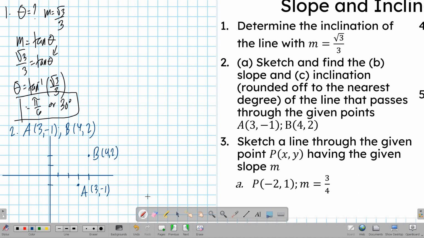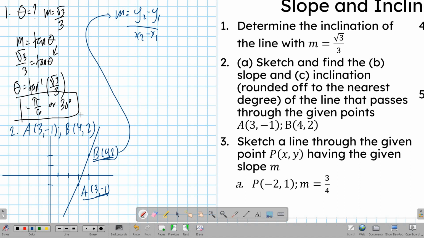So if we are to sketch a line, here we go. Okay, that's fine, it looks straight. So this is the line, and we are asked now to find the slope and the inclination. For the slope, since we're given 2 points, we can easily use our formula y sub 2 minus y sub 1 over x sub 2 minus x sub 1. Unlike in division of a line segment, here it doesn't matter which you choose as x sub 1, y sub 1 and x sub 2, y sub 2. It will still have the same slope.